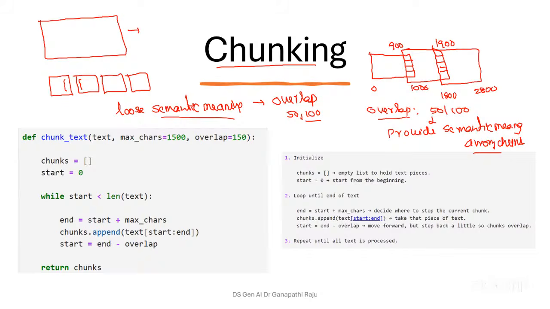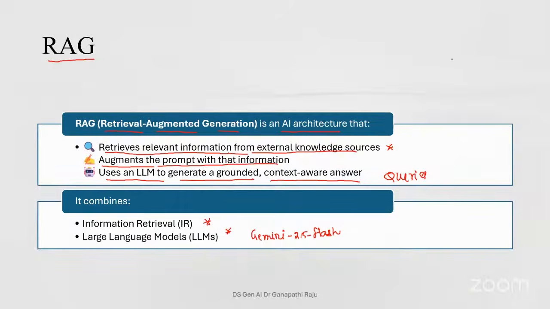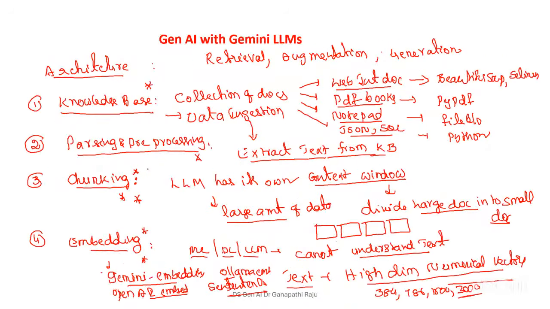In this example, I will call a function called chunk text, where the original text may contain 5000 characters, the maximum number of characters for every chunk is 1500, and the overlap is maybe 100 or 150 characters. Yesterday I discussed this logic. Can you respond, Amma? This process is called chunking. Chunking is the most important part.